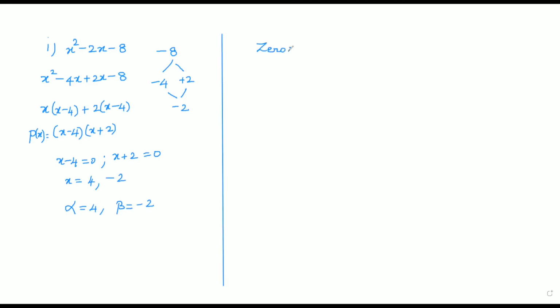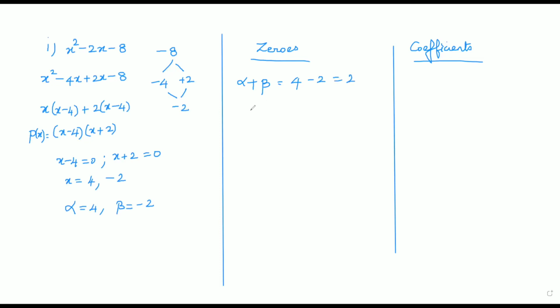So we can divide the page into zeros and coefficients. Let us do the sum of the zeros here. Let's add the zeros. So alpha is 4, beta is minus 2. You get 2. And let's multiply. So the product of the zeros is 4 into minus 2, which is minus 8. Now we will cross-check with the coefficients.